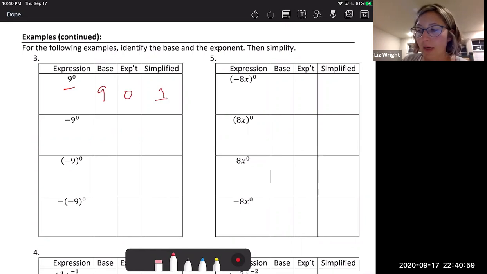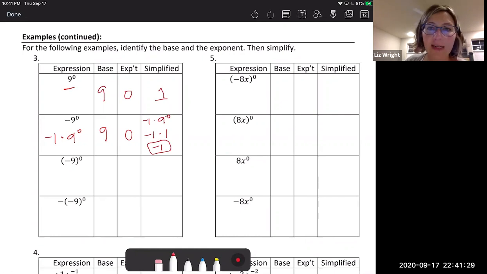And then our next one, if we have -9, so think again about it being like this. And so in that case, our base is still going to be 9, not -9. And then our exponent is 0. And then thinking about how we have -1 times 9 to the 0. So that means we've got -1 times 1, which is going to ultimately give us -1 for our answer.